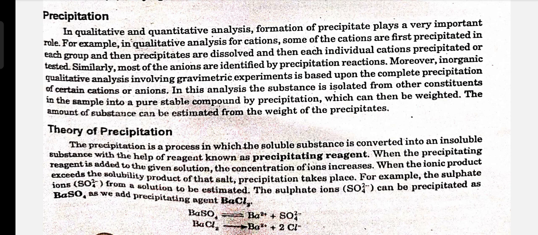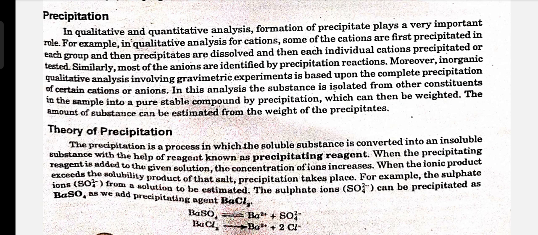Theory of precipitation. Precipitation is a process in which a soluble substance is converted into an insoluble substance with the help of a reagent known as the precipitating reagent. When the precipitating reagent is added to the given solution, the concentration of ions increases. When the ionic product exceeds the solubility product of that salt, precipitation takes place.